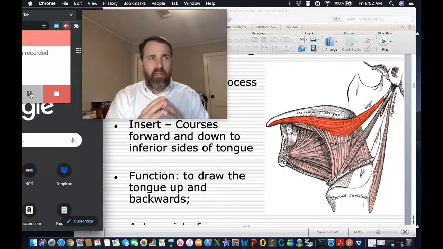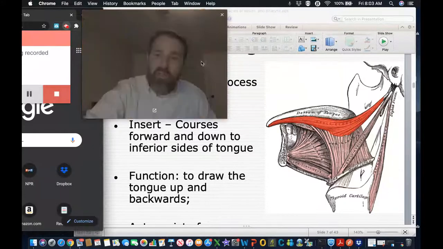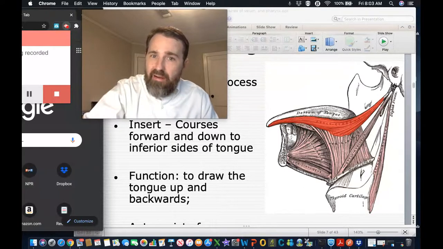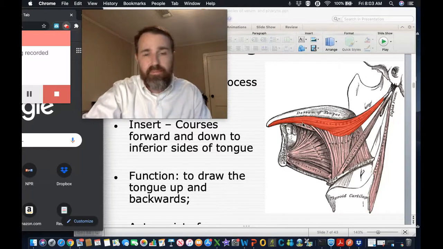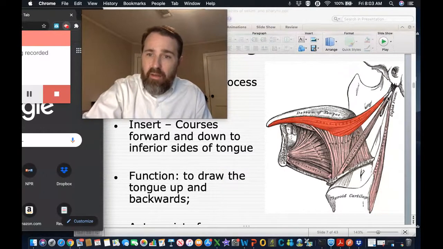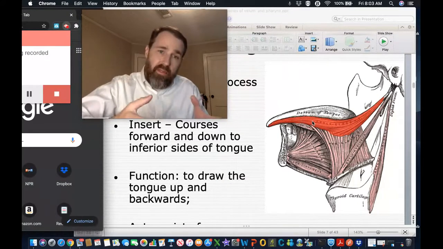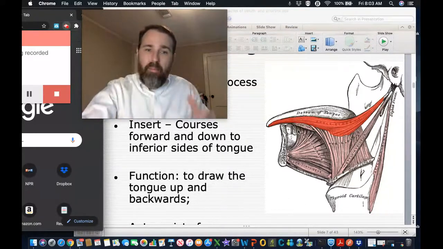Okay, so the next muscle is the styloglossus. The styloglossus runs from the styloid process of the temporal bone on the skull, and that is back here behind your mastoid process, which is that bump right here behind your ear. So it runs from up here down to insert into your tongue. You can see just by the nature of the angle of this muscle that when it contracts, it is going to pull the tongue back and up.